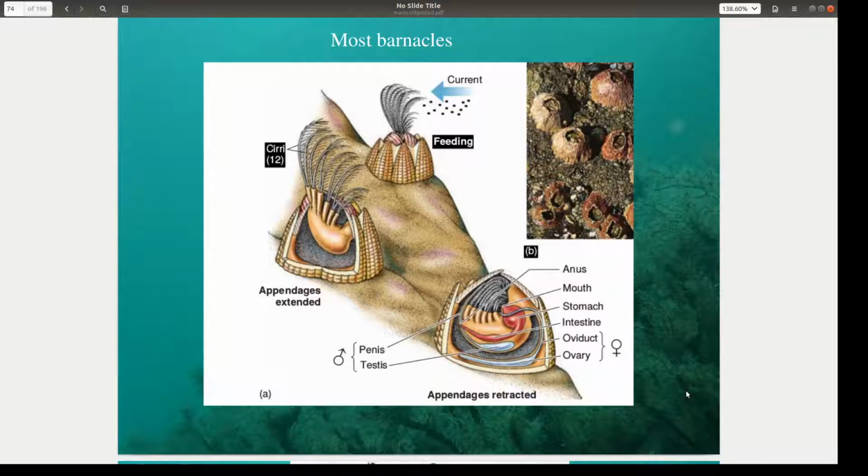Some very common examples of simultaneous hermaphrodites are most barnacles. So barnacles are not mollusks, but crustaceans. And they feed by extending their legs into the water current, filtering out particles of food. So they're a crustacean that basically attaches their head to the surface of the rocks. They basically glue themselves to the surface of the rocks and can't move. And so they have both the sexual functions, penis and testes, and also oviduct and ovary. And so they can carry out both sexual functions. And every barnacle is capable of mating with every other barnacle.